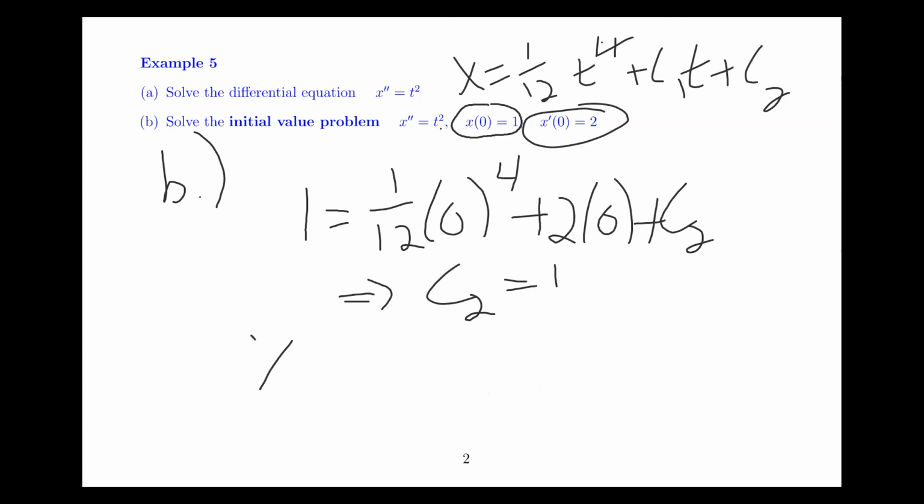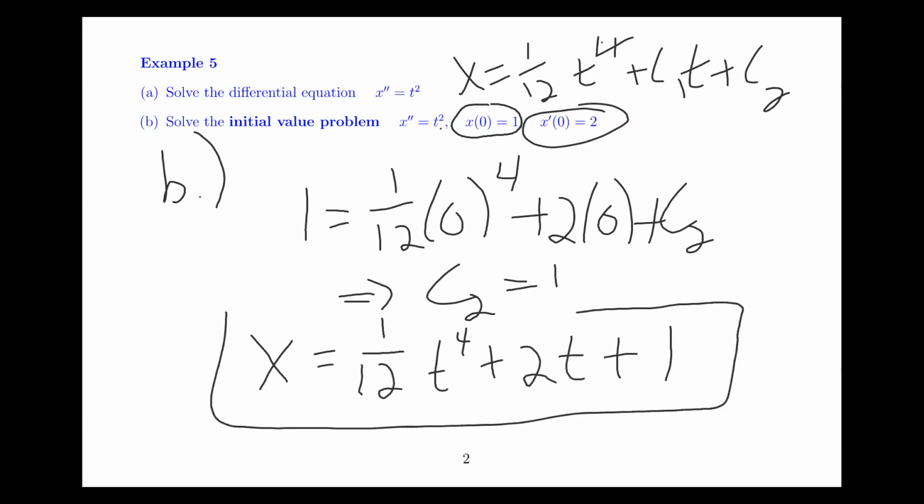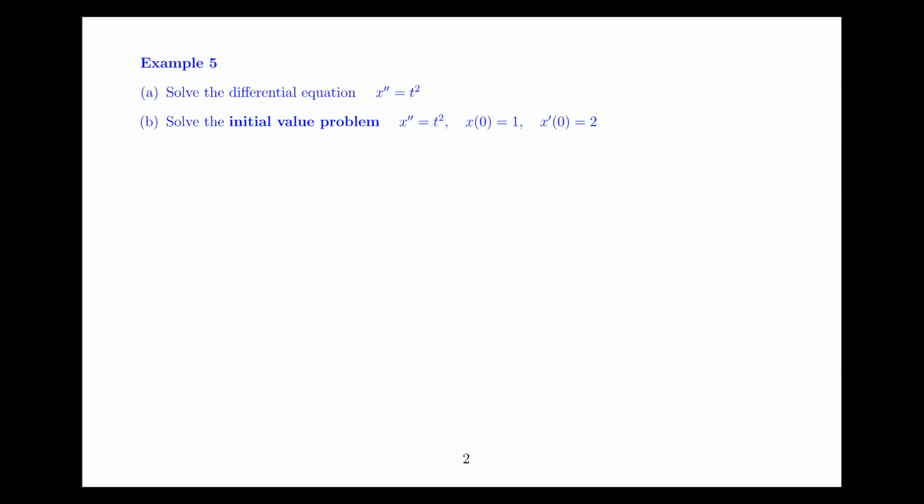And furthermore, this tells us our particular solution is 1/12 t to the 4th plus 2t plus 1. And that is our particular solution to this initial value problem. And that's where we'll end this video on the introduction.